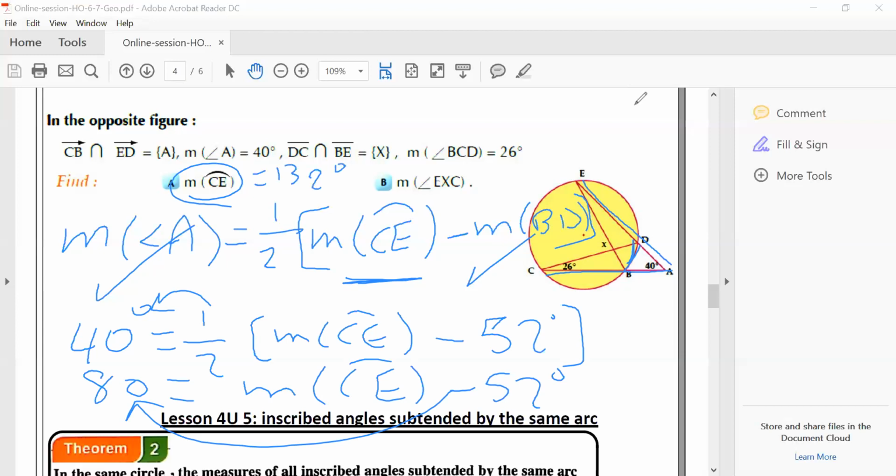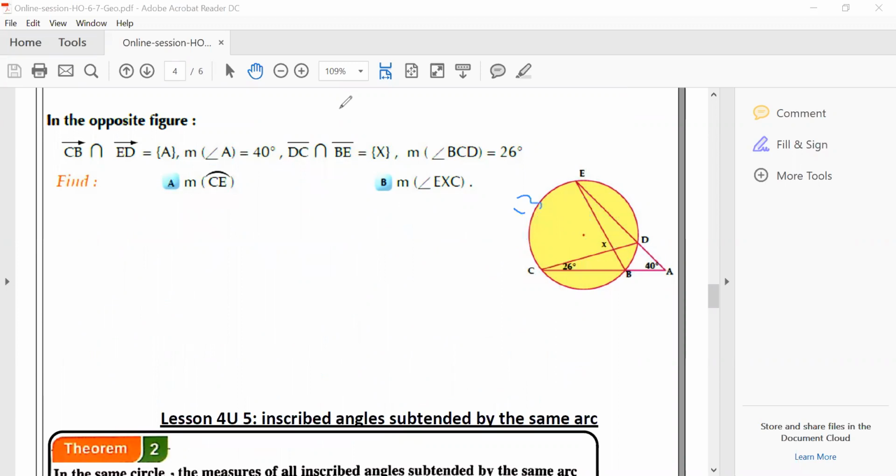Is it clear? I use the well-known problem. Whenever I find two chords intersecting outside or inside, the well-known problems about the angles of intersection of these chords must come to my mind, whether the intersection is inside the circle or outside the circle. So I got measure arc CE 132.